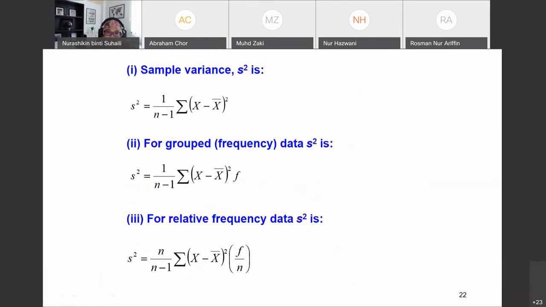So for sample variance, that's the formula, S squared. This is the formula for grouped frequency data, and this is for relative frequency data. I'll give an example of grouped frequency data and relative frequency data on eLib or on Telegram. I don't have it in the same slide here.